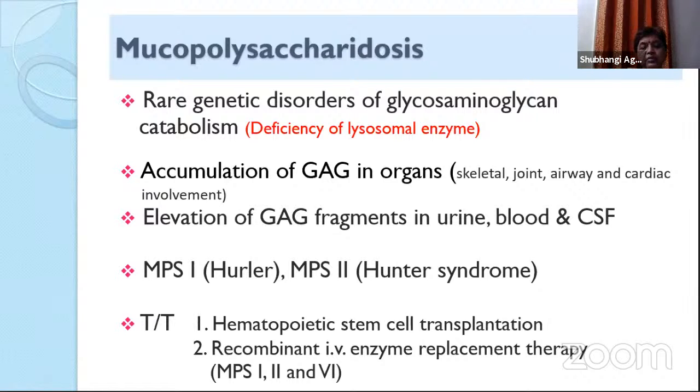This is important. That is why it is important to differentiate Gaucher from Niemann-Pick and from mucopolysaccharidosis, because the enzyme replacement therapies will be different in Gaucher and in mucopolysaccharidosis, but there will be no treatment for Niemann-Pick disease.